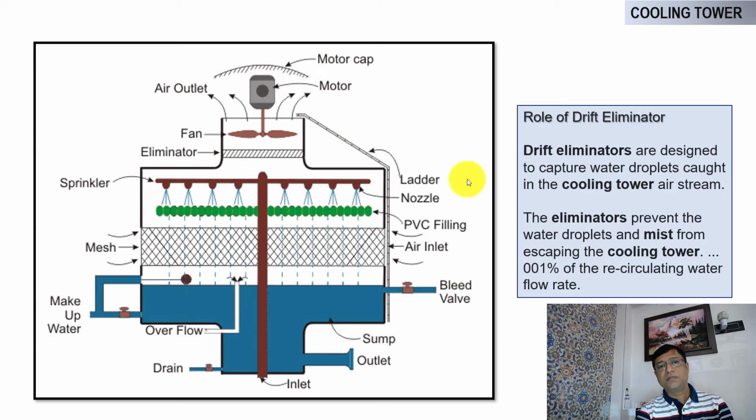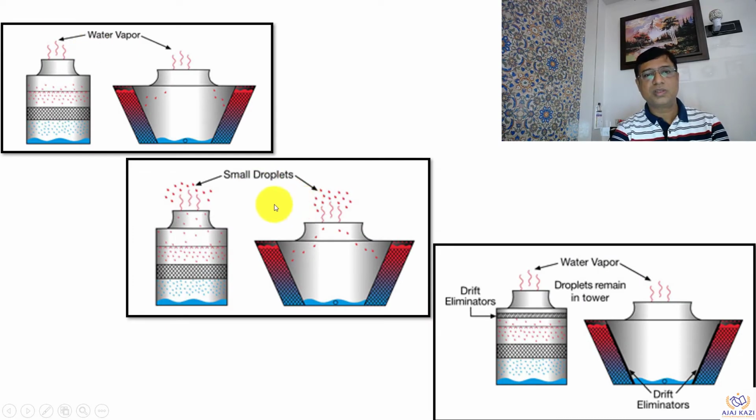The role of drift eliminators: generally they are provided along with the supplies, but we don't always use them. They actually help in reducing the loss of water, and this is how the eliminators are installed. So the water remains inside, and we can save a lot of water. These are the water vapors that come as droplets. How can we take them back with the drift eliminators?